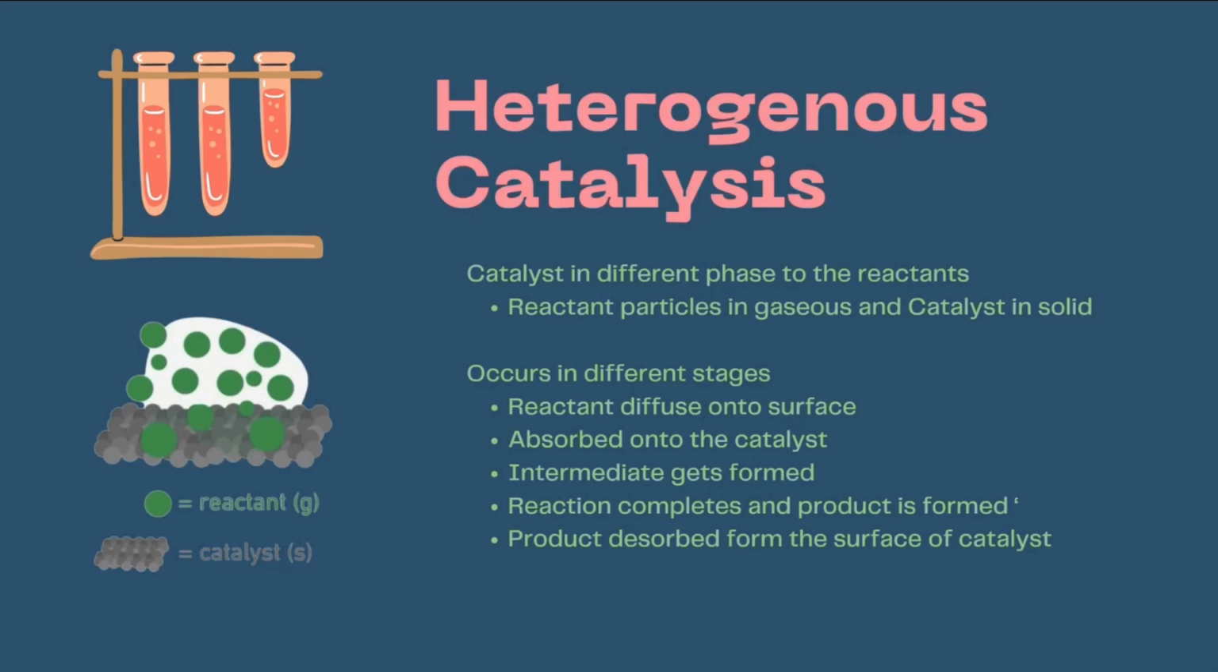Heterogeneous catalysis occurs in different stages. First, the reactant will diffuse to the surface of the catalyst, where it will then get adsorbed onto the catalyst. After it is adsorbed, an intermediate will be formed. The reaction will then commence until the product is formed. Then the product will detach from the surface of the catalyst, and the process then repeats.